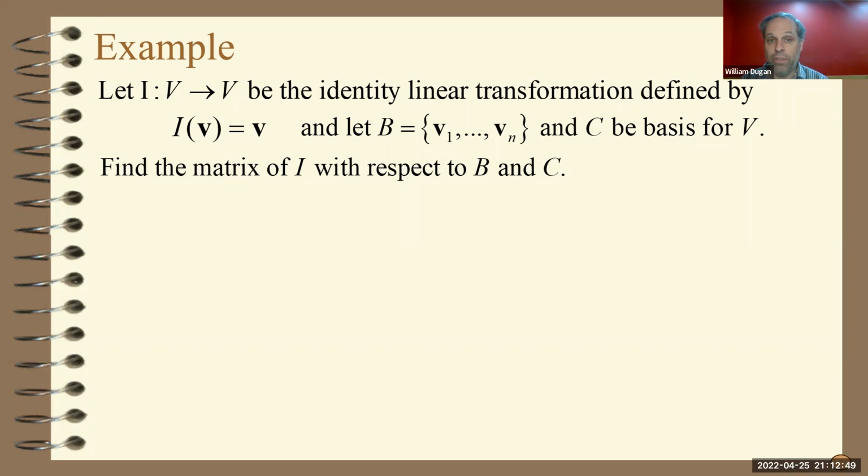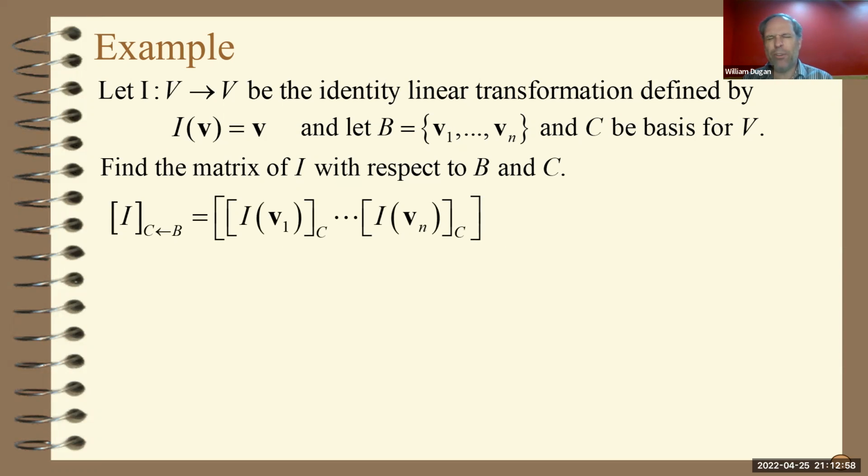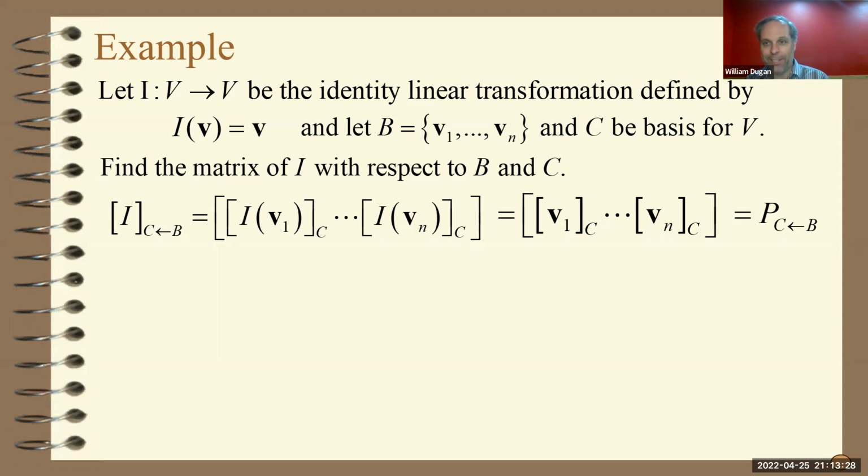I want to find the matrix of this identity linear transformation with respect to B to C. So to find the matrix of I relative to B and C, I have to take I and apply it to every vector in the basis. I then have to find its coordinates relative to C. But when you take I of a vector, it's just the vector because that's the identity mapping. So you just get the vector. That gives you that. But hopefully you recognize that that's actually the matrix that corresponds to the change of basis matrix. That is actually the change of basis matrix going from B to C.